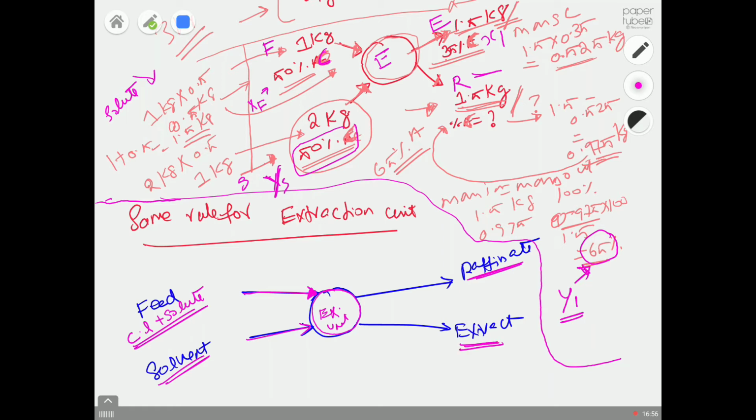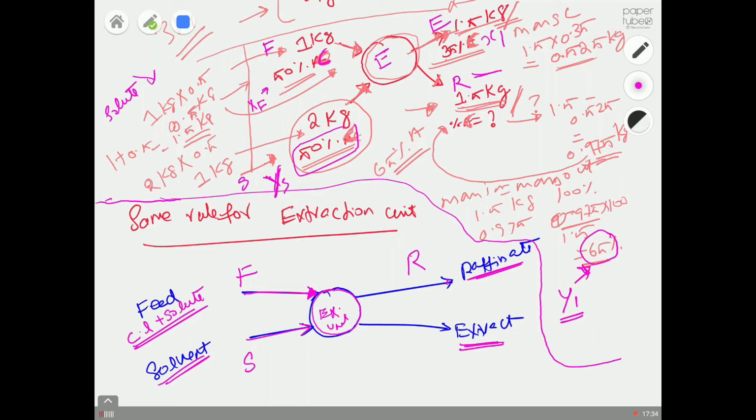So let's assume the mass of feed that goes inside, let's give some notation F, and then the mass of solvent that goes into the extraction unit, let's give some notation S, and then the mass of raffinate that comes out. This raffinate might contain your components A, B and C, but let's assume the total mass of your raffinate is some number, and that number let's denote by some notation. Let's call it R.